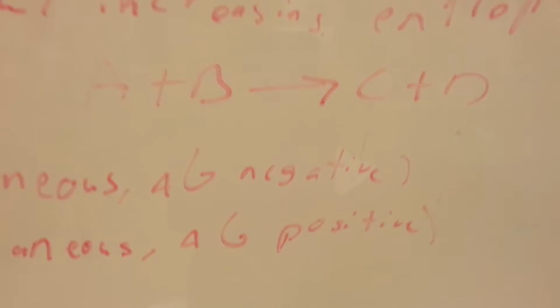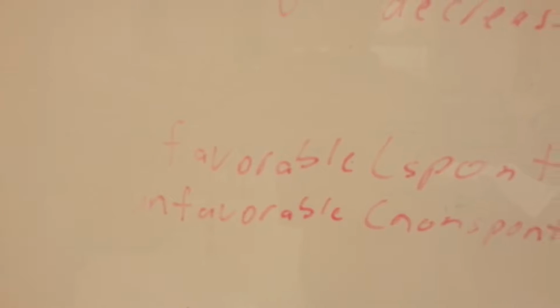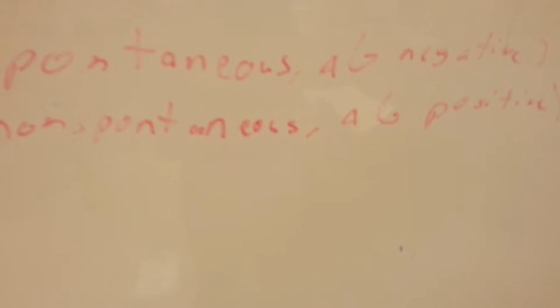A reaction is favorable or spontaneous if delta G is negative. It's unfavorable, non-spontaneous, if delta G is positive. And of course, if delta G equals 0, then the reaction is at equilibrium.